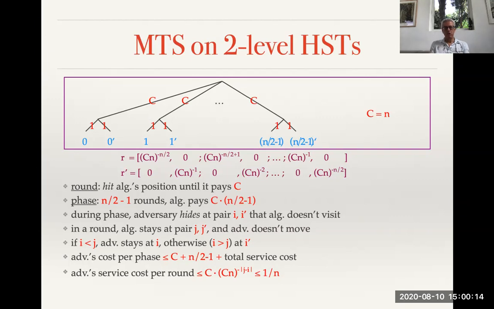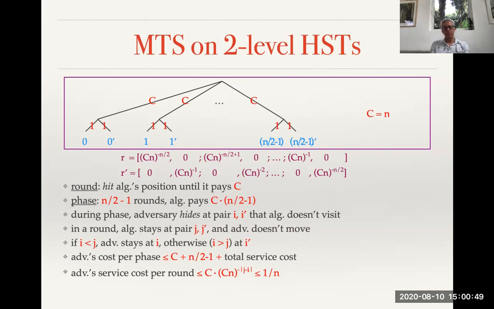And the location is determined by the relation between I and J. So if I is less than J, the adversary will stay at I. And if I is bigger than J, then the adversary will stay at I prime. And the logic behind this choice is that the adversary wants to stay in a position that would pay less than the algorithm if both of them are hit by the current request.